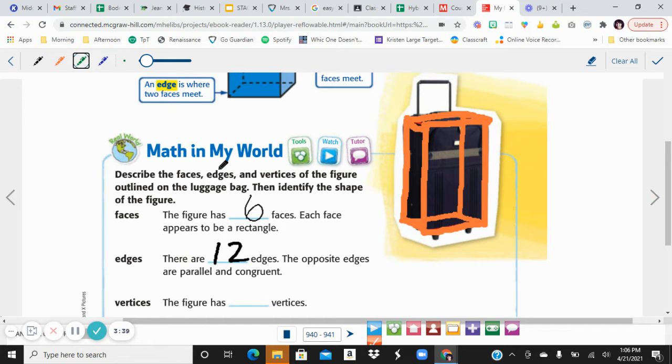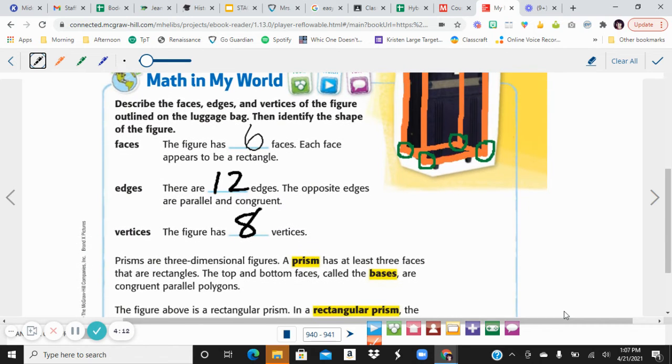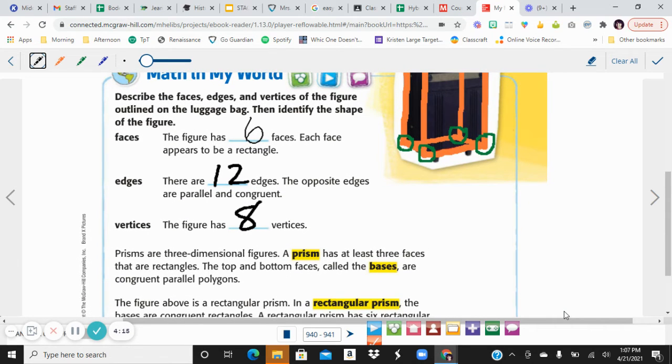Now we're going to count how many vertices it has, and that's where 3 faces come together. So we've got 1 right here, 2, 3, 4, 5, 6, 7, and then on the back side we can't see, 8. It has 8 vertices. And if you have something that's that shape, you could hold it in your hand and physically count them. So here's some facts.